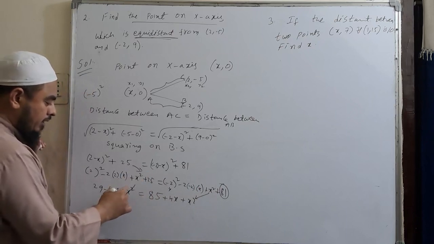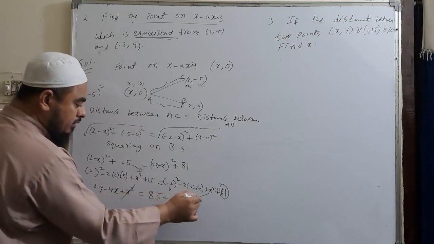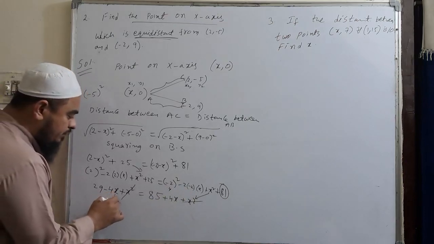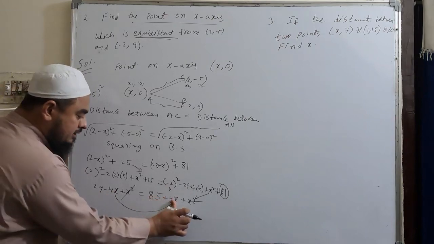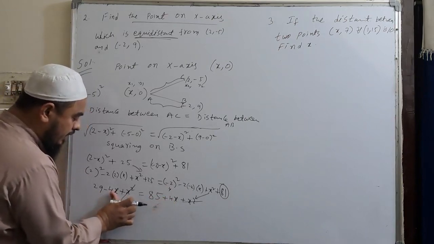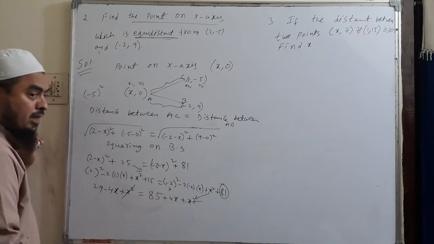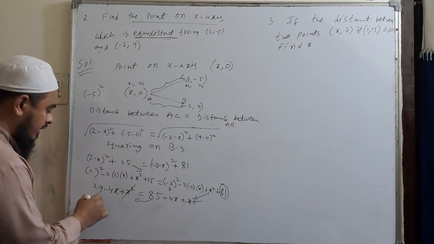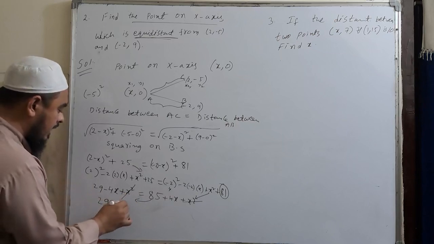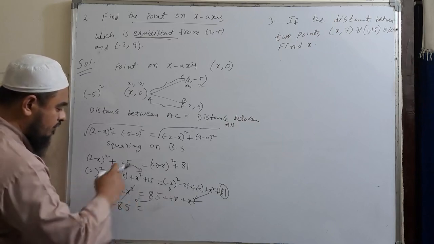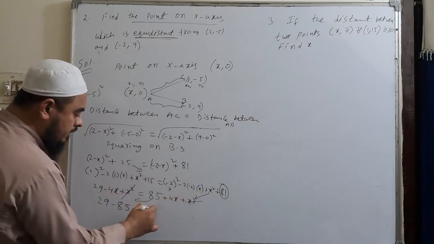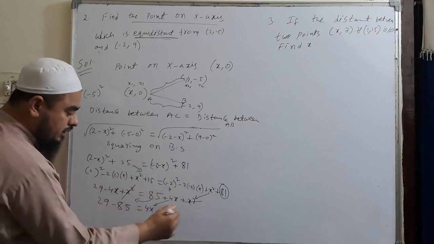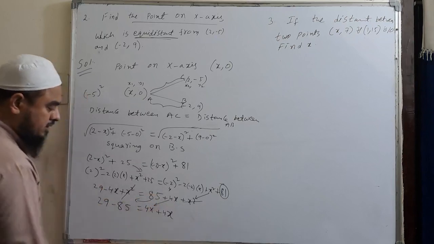Now on the left hand side you have x square, and the right hand side also you have x square. Both will get cancelled. Now further what we can do, minus 4x we can take on the right hand side. So minus 4x when we take on the right hand side, it is going to become plus 4x. And you can bring this 85 on the left hand side. We get 29 minus 85 is equal to minus 4x. This minus 4x when it comes on the right hand side, it also becomes plus 4x.